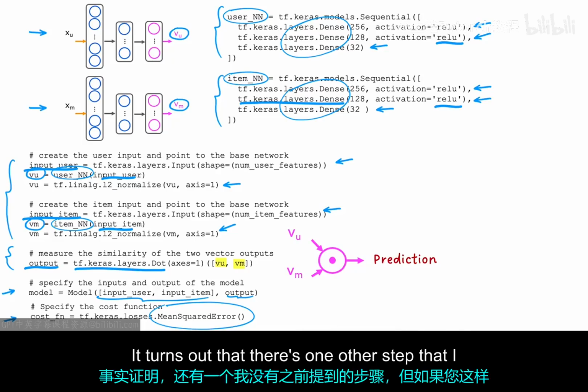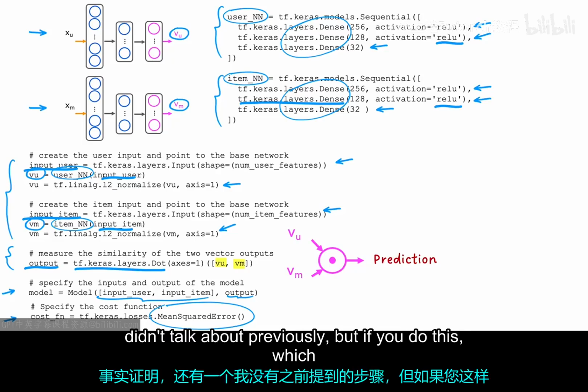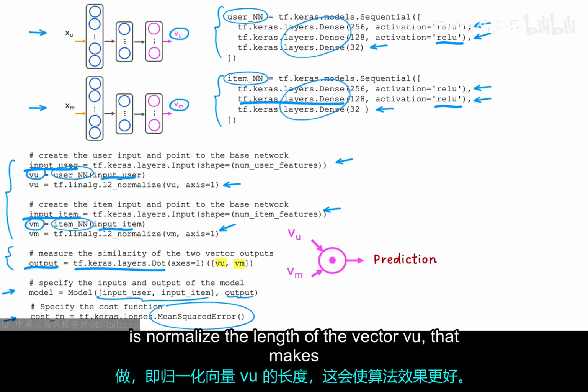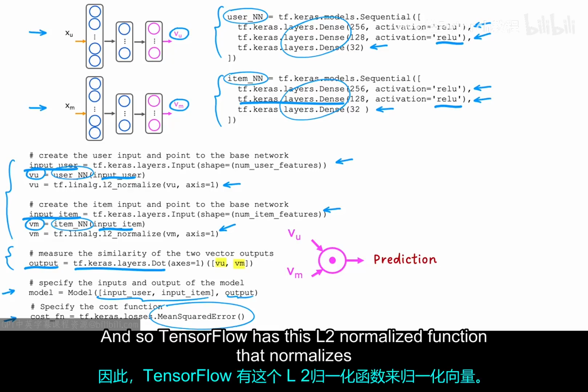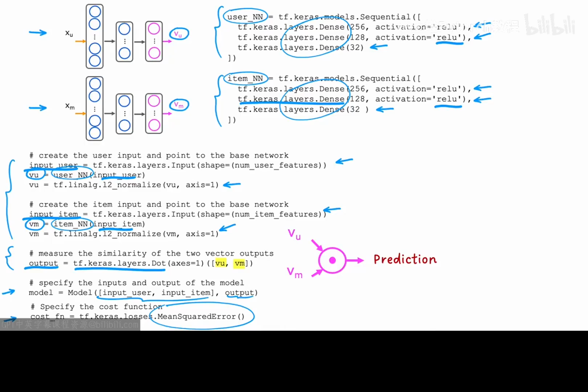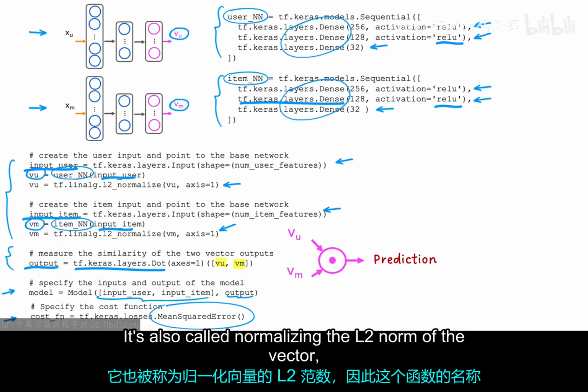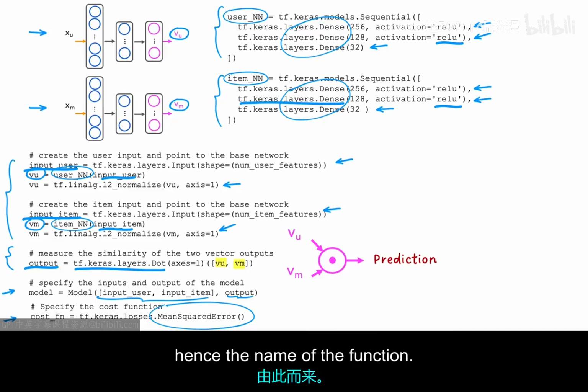It turns out that there's one other step that I didn't talk about previously, but if you do this, which is normalize the length of the vector VU, that makes the algorithm work a bit better. And so TensorFlow has this L2 normalize function that normalizes the vector. It's also called normalizing the L2 norm of the vector, hence the name of the function.